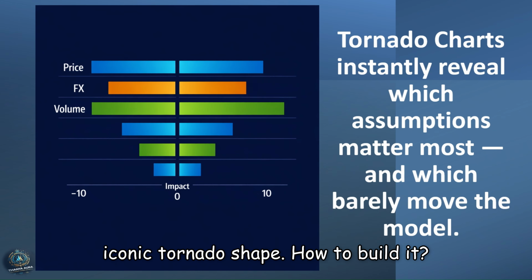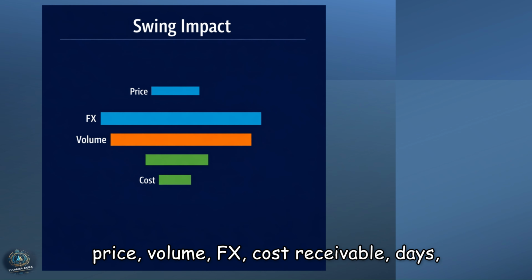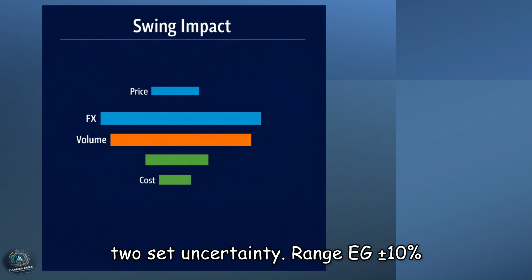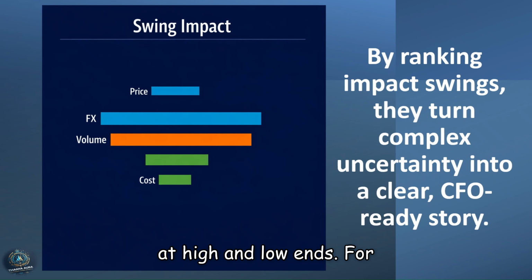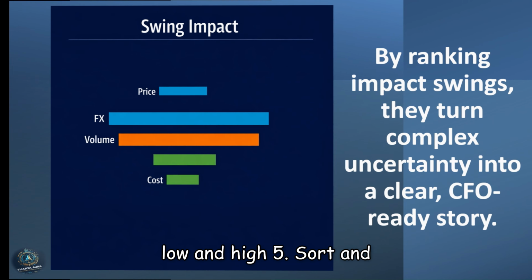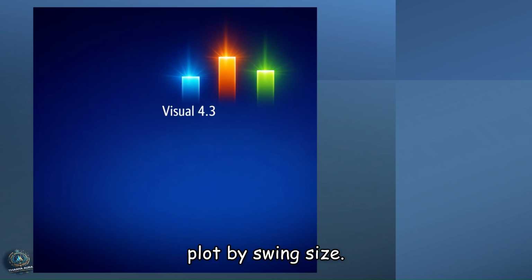1. Identify 6 to 8 key assumptions: price, volume, FX, cost, receivable days. 2. Set uncertainty range, e.g., plus or minus 10%. 3. Recalculate the output, like NPV, at high and low ends. 4. Record the swing, the difference between low and high. 5. Sort and plot by swing size.